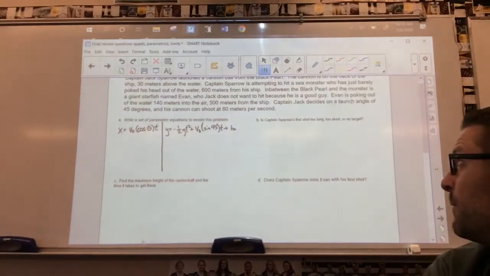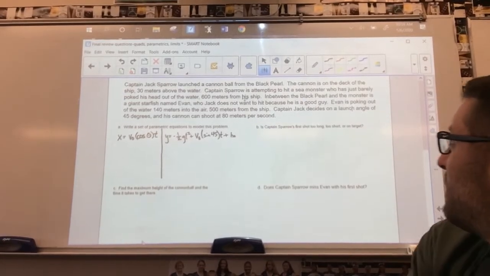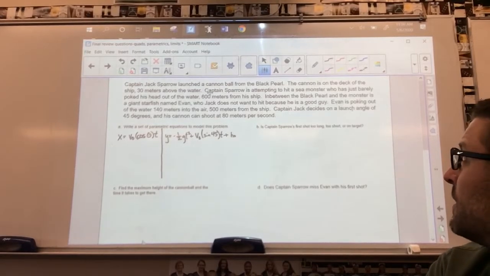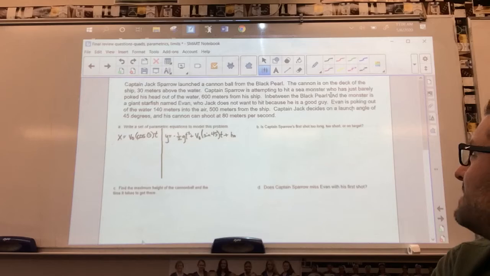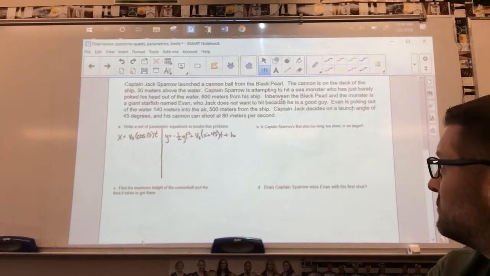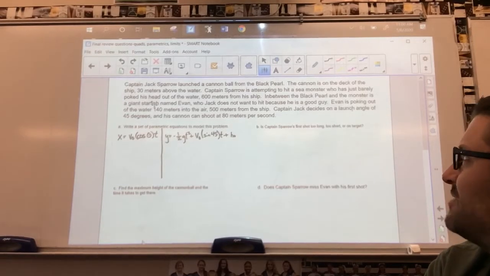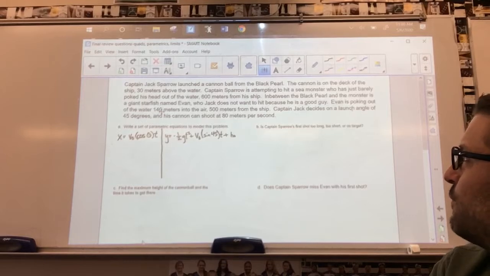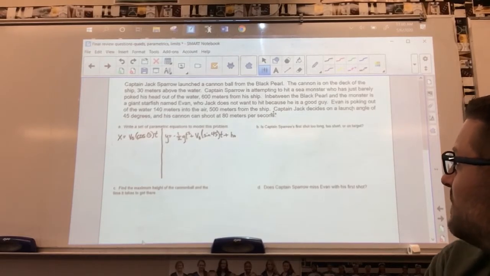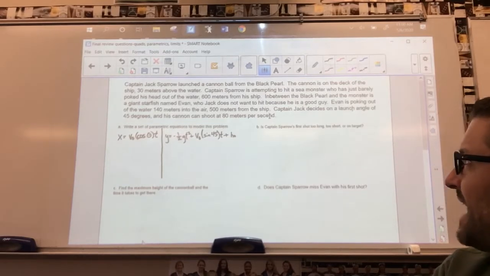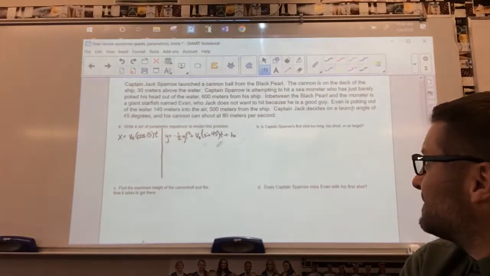Captain Jack Sparrow launched a cannonball from the Black Pearl. The cannon is on the deck of the ship, 30 meters above the water. Captain Sparrow is attempting to hit a sea monster who has just barely poked his head out of the water, 600 meters from his ship. In between the Black Pearl and the monster is a giant starfish named Evan, who Jack does not want to hit because Evan is a good guy. Evan is poking out of the water 140 meters into the air, 500 meters from the ship. Captain Jack decides on a launch angle of 45 degrees, and his cannon can shoot 80 meters per second.